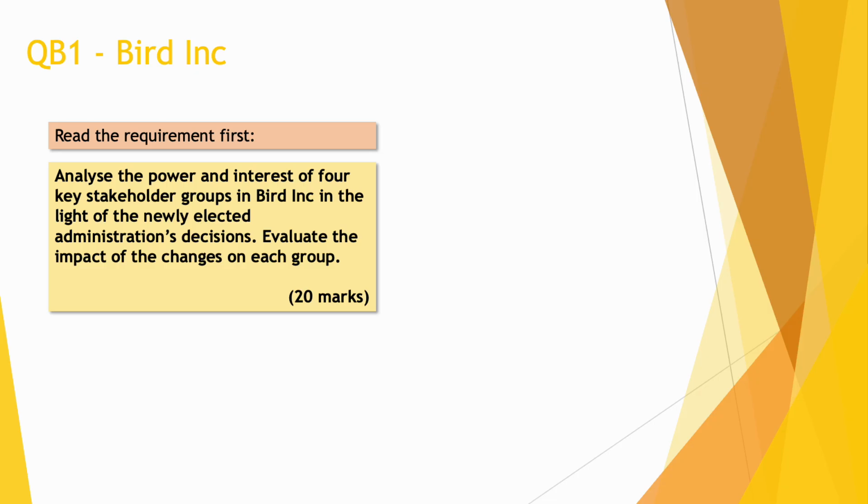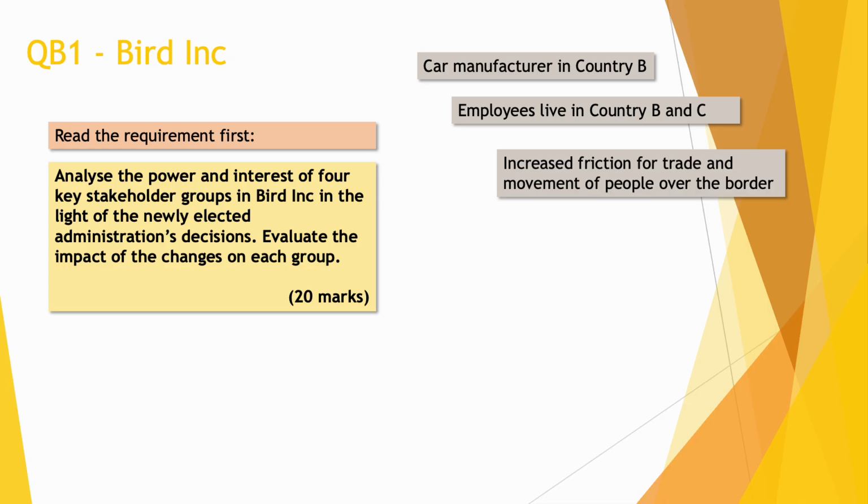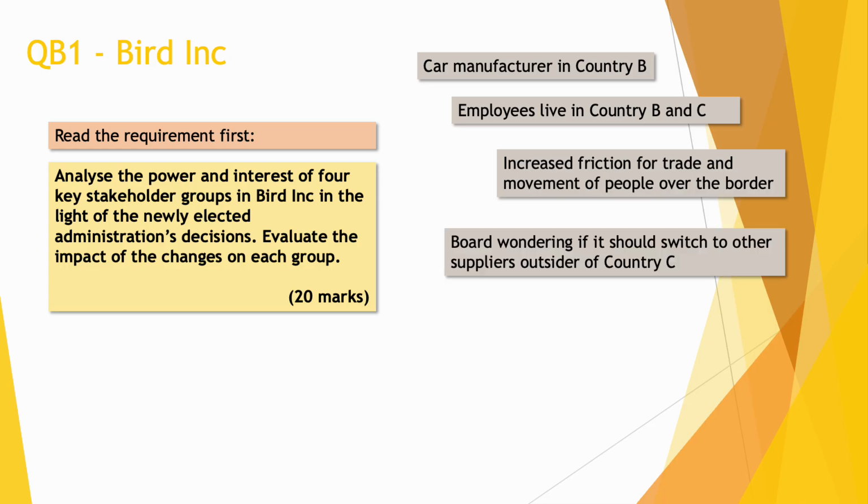Okay. So again, we'd read through the scenario and get a feel for what it is that this company is doing. So what's happening? What's the situation? We're a car manufacturer in country B. A lot of our employees live in country B and the nearby country C, but there's a new government that's come in country B, our home country, that is worried about the movement of people and unregulated trade over the border. So it's thinking about potentially making the border less easy to cross. So the board of our company is considering whether it should switch to other suppliers outside of country C, or basically just what it should do.